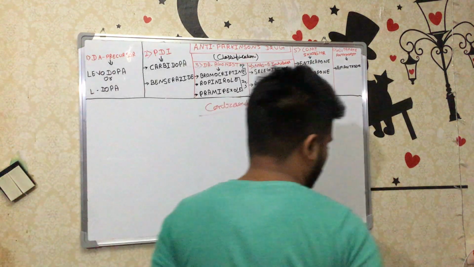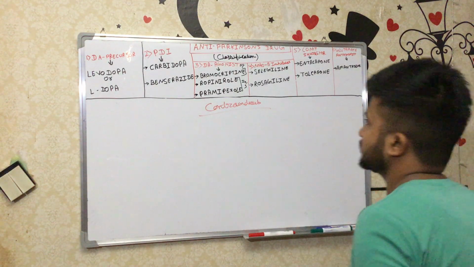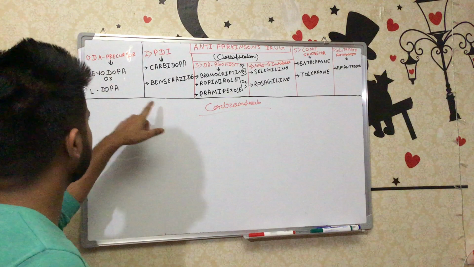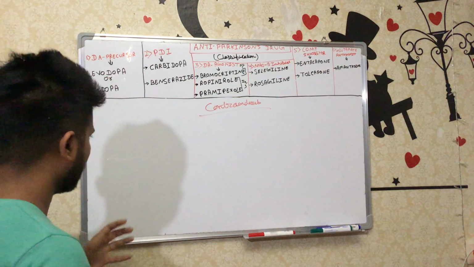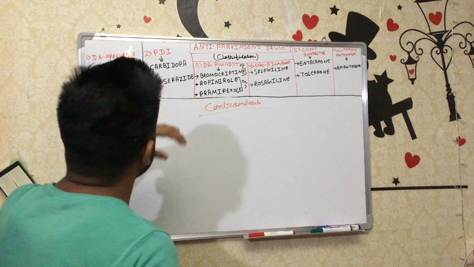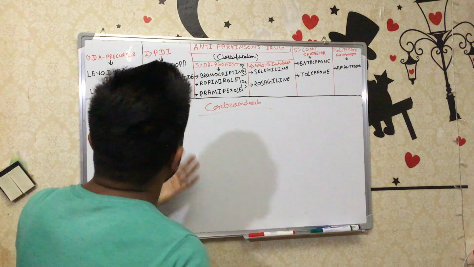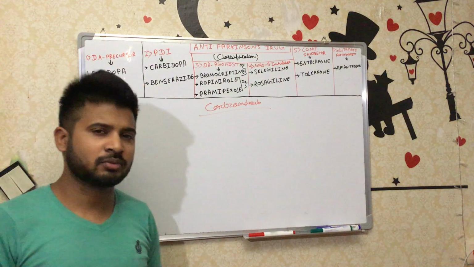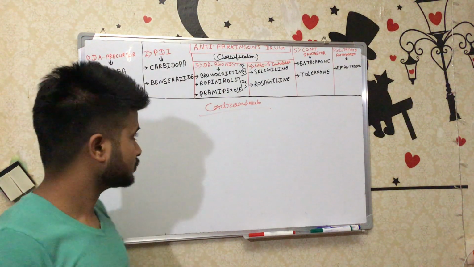As I said, all these drugs are used for Parkinson's disease. This drug is not itself for Parkinson's disease; it protects the levodopa from being destroyed in the peripheral area. So the side effects are not very high. It has effects just in the peripheral area, most probably nausea and vomiting.